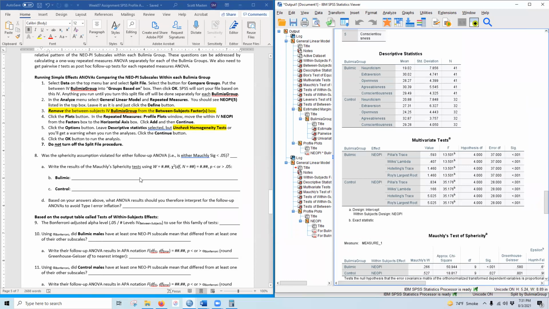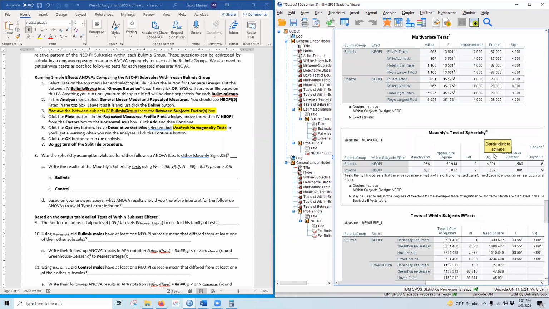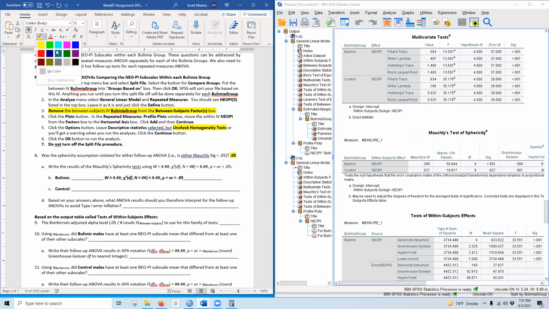Was the sphericity assumption violated for either follow-up ANOVA? Here's our sphericity assumption tested by Mauchly's. These are both less than 0.05. So yes, the sphericity assumption was definitely violated for both of the follow-up ANOVAs. Not shocked. If you do enough of these, it happens a lot. So write the results of Mauchly's using APA format. Let's go ahead and do the first one. There is the general format for doing these. Our W is 0.27 for bulimic males. So 0.27. Degrees of freedom is 9.